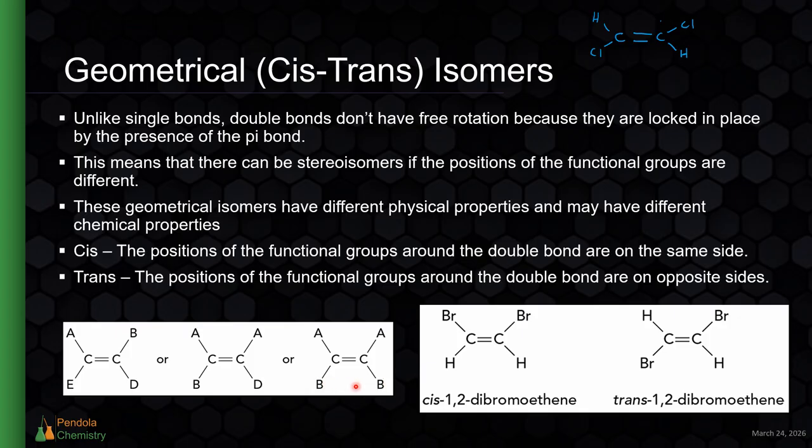So here, for example, we have 2 A's and 2 B's, and we're not using actual chemicals here, or actual elements, we're just using A and B. If the A's are on the same side, or the B's are on the same side, then this will be a cis isomer. Here, we have B and D, which are different, but we still have 2 A's. So this will still be a cis isomer because the A's are on the same side of the double bond. Something like this, however, we have A, E, B, and D, 4 different attachments. This will not be cis-trans isomerism.